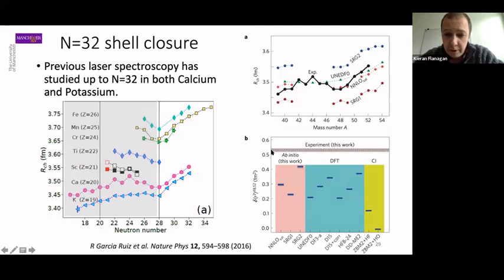The experimental work shows the mean squared charge radius of calcium 52, and all of the other calculations, DFT, ab initio, coupled cluster, are under-reporting the overall size of this charge radii. Now that raises questions on our understanding of the increase in the volume of the nucleus as we move across an isotope chain, and also the overall effect of the shell closure on the charge radii at n equals 32.